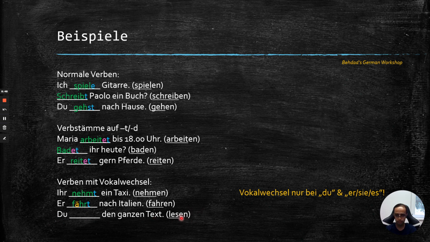The next example, du bla bla den ganzen Text. The verb is lesen. The pronoun is du. We would normally add an st to the root, which is here les. But as you can see, there's already an s here, so we just add a t instead. And we have to change the vowel because our pronoun is du. So the answer is du liest den ganzen Text.